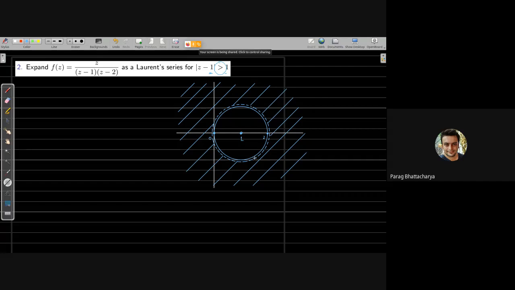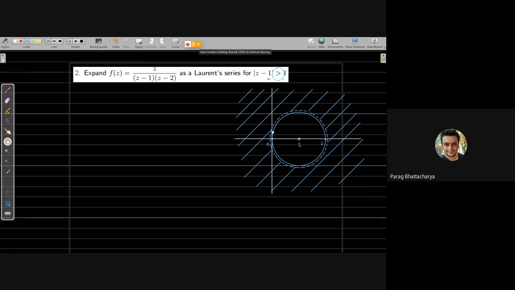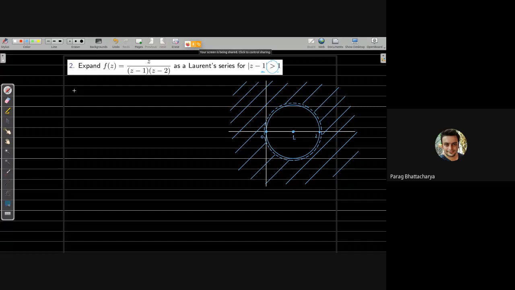Okay, so this is where we want to find out the Laurent series. So how do we go about doing that? So we can use the partial fractions. Okay, so by partial fractions, what should we have by partial fractions? We want to write down this one. Okay, what is the rule?